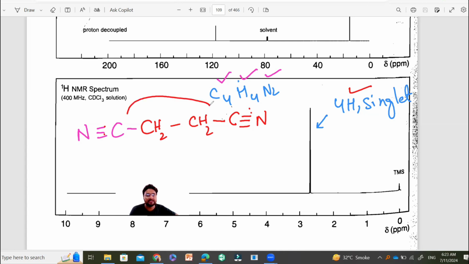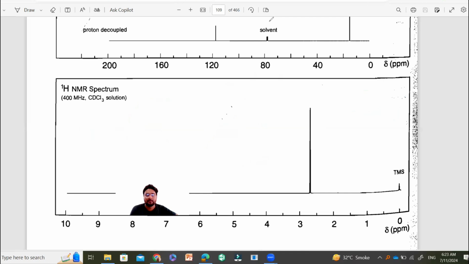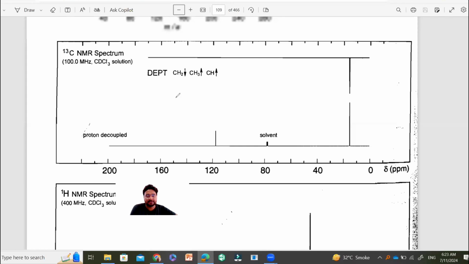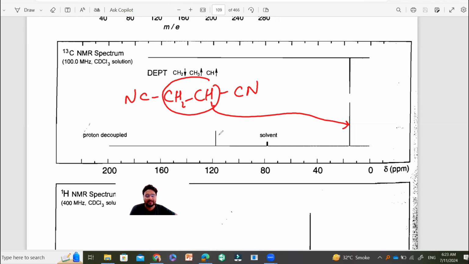Because their environment is the same, these 4 protons will give you a singlet in the range of 2.6 ppm or 2.7 ppm. That's the unknown structure of this compound. If you want to move further, here we have CH2, CH2, C triple bond N, C triple bond N. These 2 carbons are giving you this signal, while the second signal is this cyano group. These 2 carbons are giving you the same signal because the environment is the same, so both of these carbons are symmetrical.